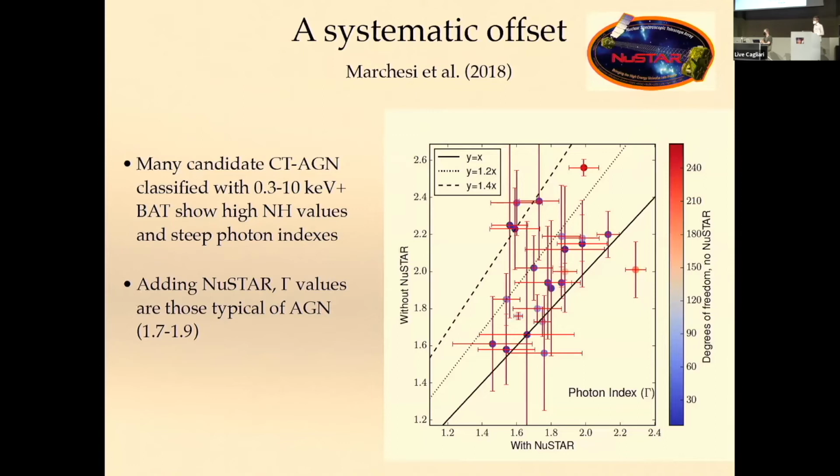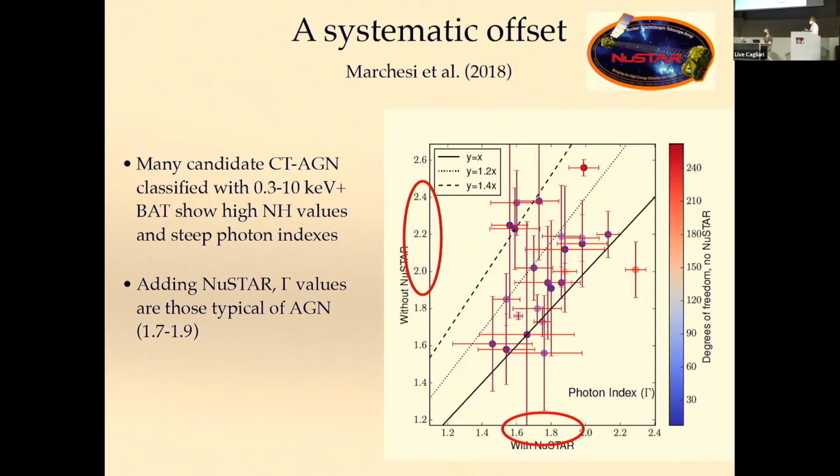A lot of sources that were classified as Compton thick based on the soft X-ray plus BAT, in particular those sources that only had Swift XRT data and therefore limited statistic, all had, you can see here, this is a plot of the photon index. On the y-axis is the photon index computed without NuSTAR, on the x-axis is with NuSTAR. The black solid line is the one-to-one trend. And you can see a lot of sources above this trend. So the photon index without NuSTAR tends to be artificially soft. While if you add NuSTAR, you have a typical AGN value of around 1.8 with a sigma of 0.2.